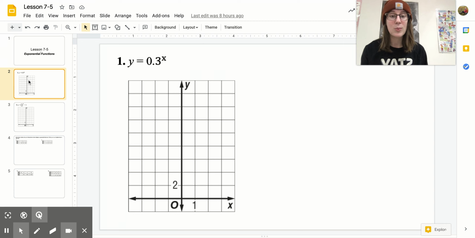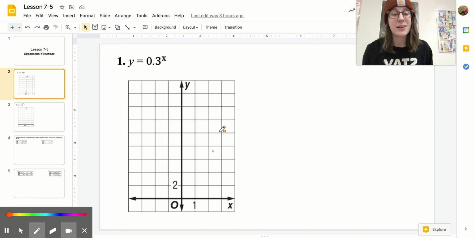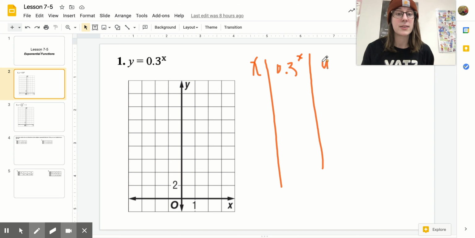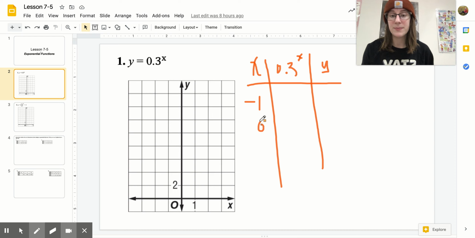So number 1, we are going to make a table every time we do one of these. We're going to have an x, and then our function, 0.3 to the power x, and then we have our y. My favorite numbers to check out are -1, 0, 1, and 2, just to check out what's kind of happening in each of these spots.